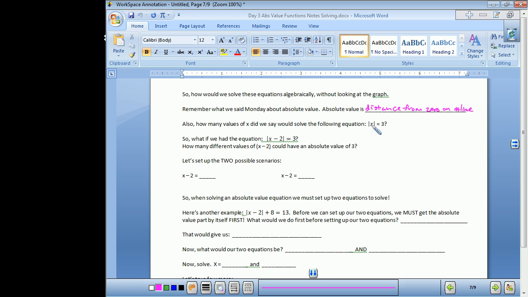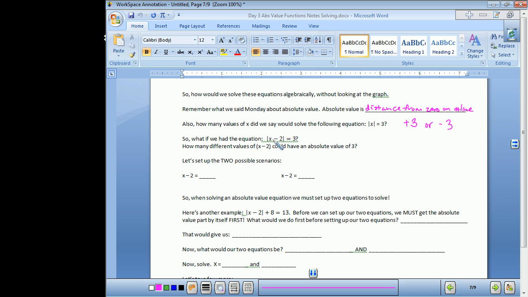Okay, and then last week we talked about how many answers there are to this equation. Well, there's 2 of them. We can do +3 or -3. Both of these work because the absolute value of either of those answers is equivalent to 3.